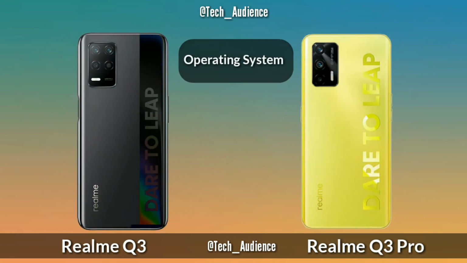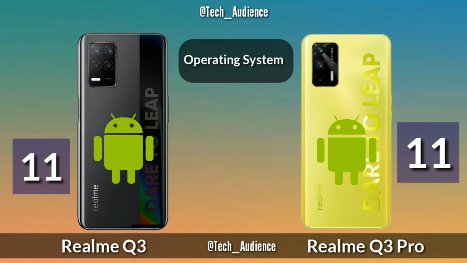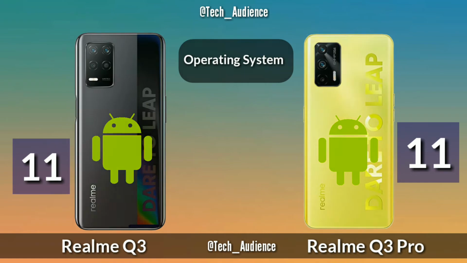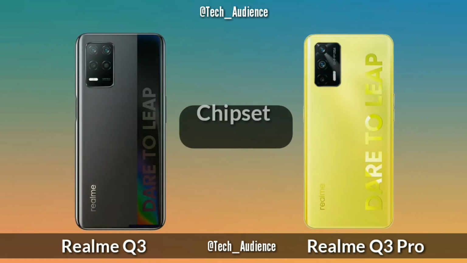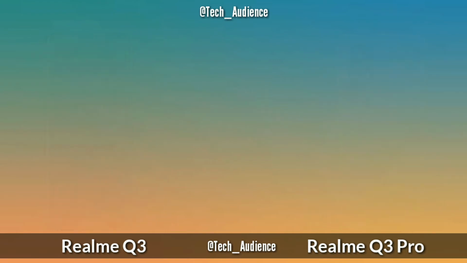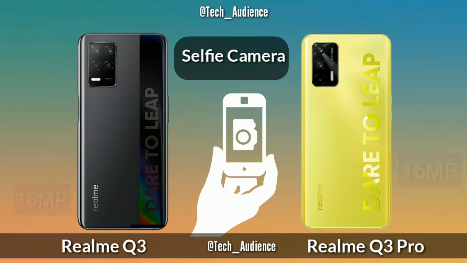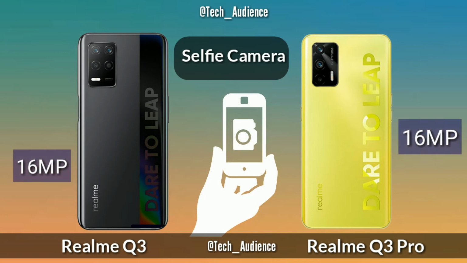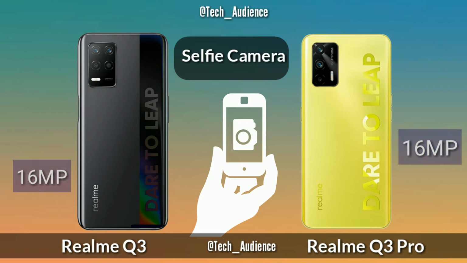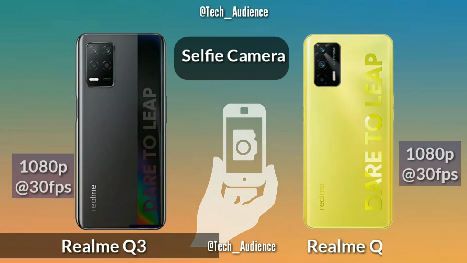Operating system: the Realme Q3 and the Q3 Pro both devices are running on Android 11 out of the box. Chipset: the Realme Q3 has the Snapdragon 750G while the Q3 Pro has the Dimensity 1100 5G. Selfie cameras: the Realme Q3 and Q3 Pro both devices have 16 megapixels of selfie camera and both devices record 1080p up to 30 frames per second on their selfie cameras.